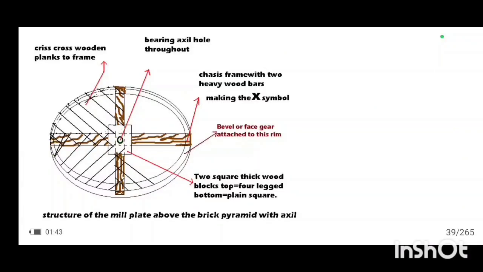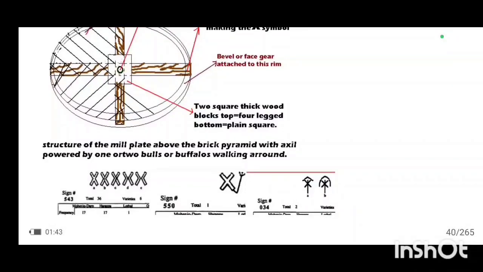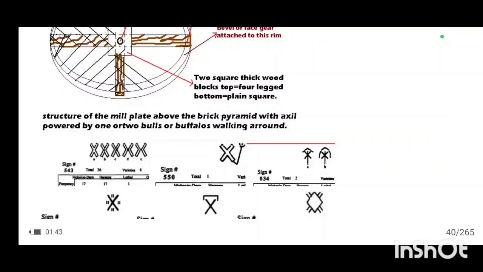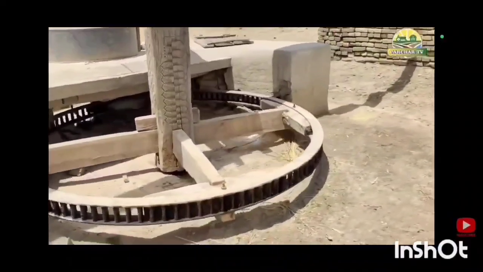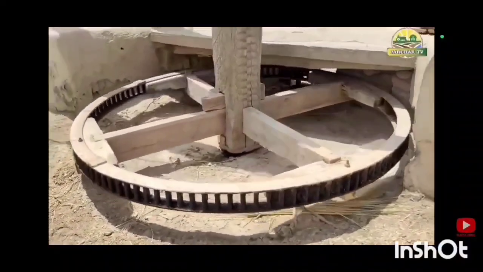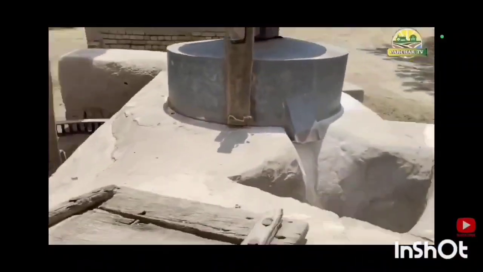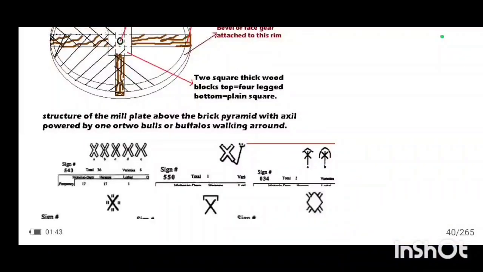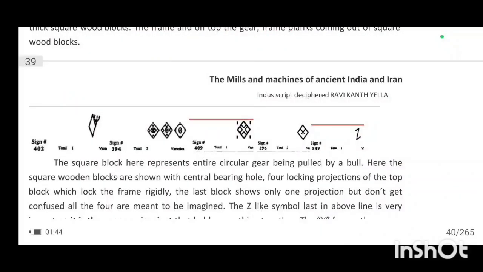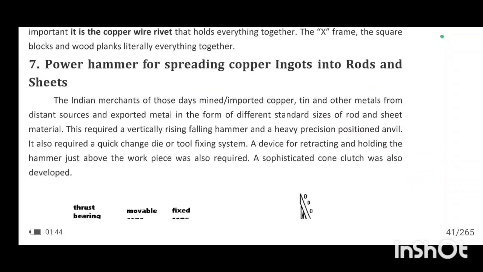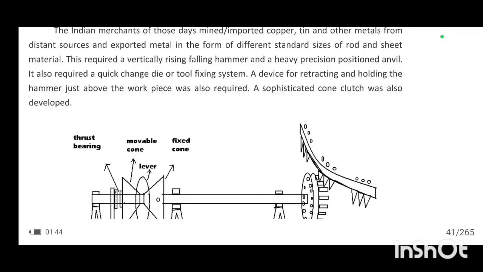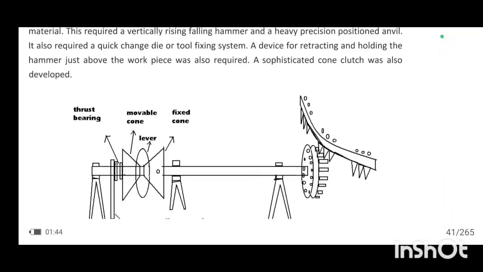The wooden disc over the top of it, structurally shown here. Symbols rising out of that wooden disc. The structure you can see here from Punjab, Pakistan, but on the ground. Some more symbols arising out of that cross-membered wheel. This is the power hammer for spreading copper ingots into sheets and wires, rods like that.